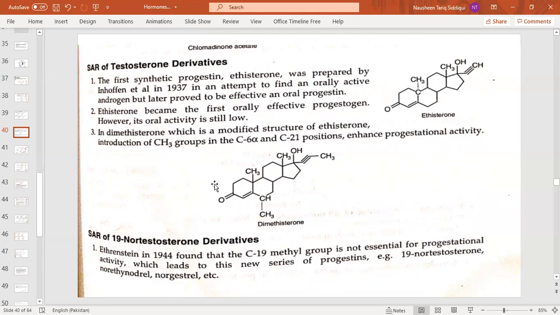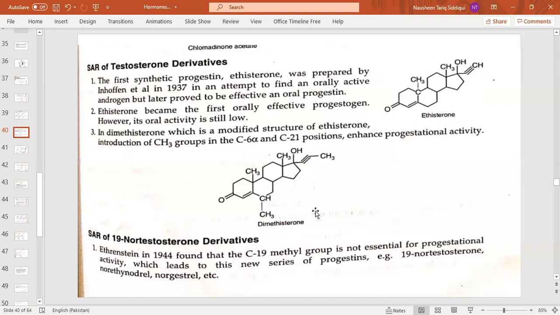If you see, the main structure is the same. In dimethisterone, which is a modified structure of ethisterone, introduction of a CH3 group at the C6 alpha and C21 position enhances progestational activity. That is, C6 here and C21 here, when methyl groups were added at these two, the progestational activity increased.